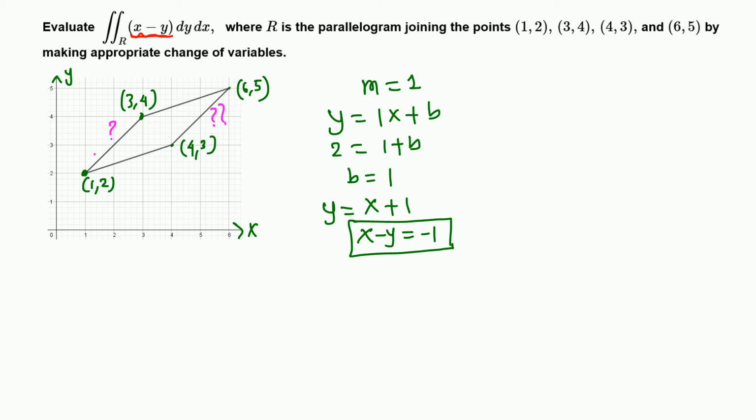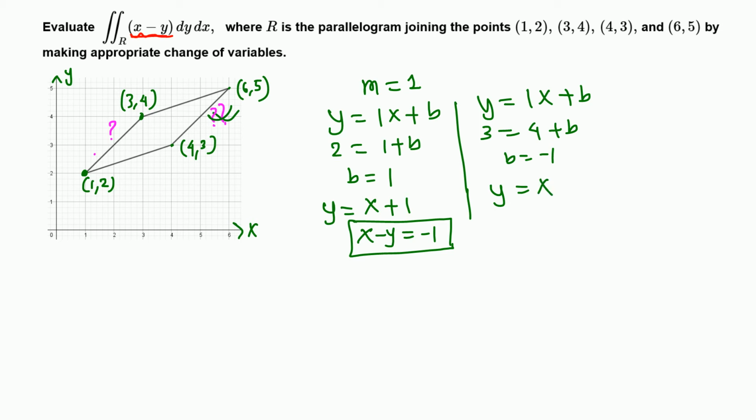In the same way, let's find the equation of this line with the same slope. So y equals mx plus b. Let's use point (4, 3). So 3 equals 4 plus b. So b equals negative 1. So the equation is y equals 1x plus b, b is negative 1. So we're going to write x minus y, move this over. So x minus y equals 1.